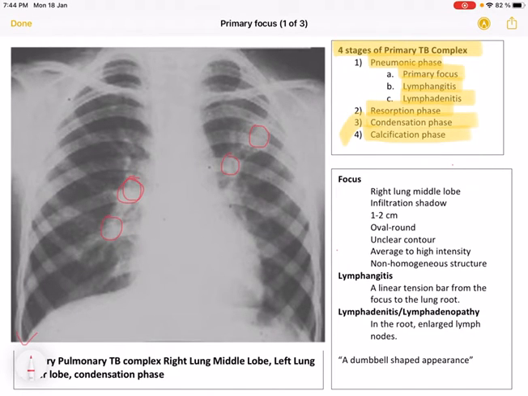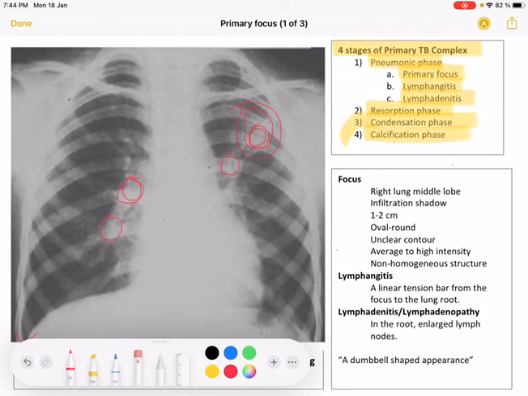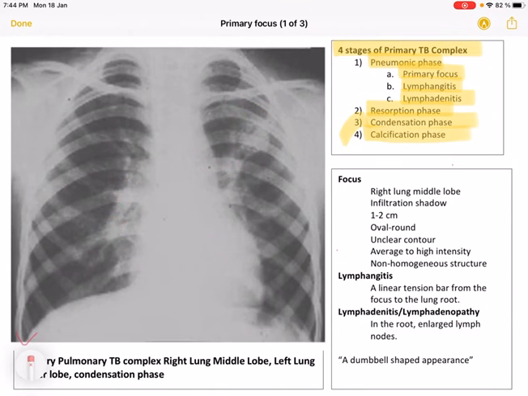So as I showed you previously, the shadow was big, like this much, in the pneumonic phase. Then in the resorption phase, it has become so small, up to 1 to 2 centimeter, and the intensity is also increasing. So this is the differentiation between the other phases and this resorption phase.